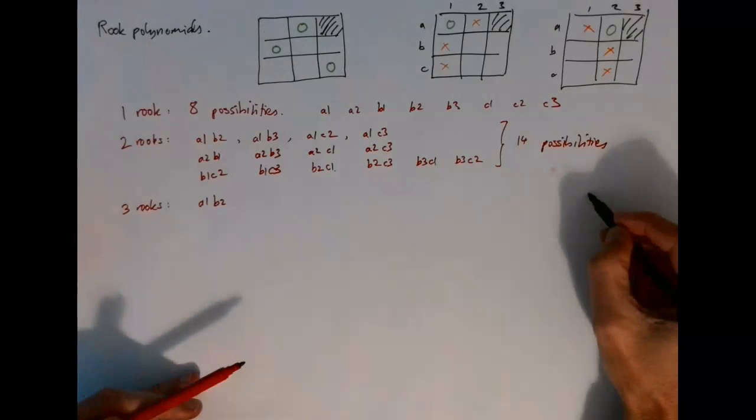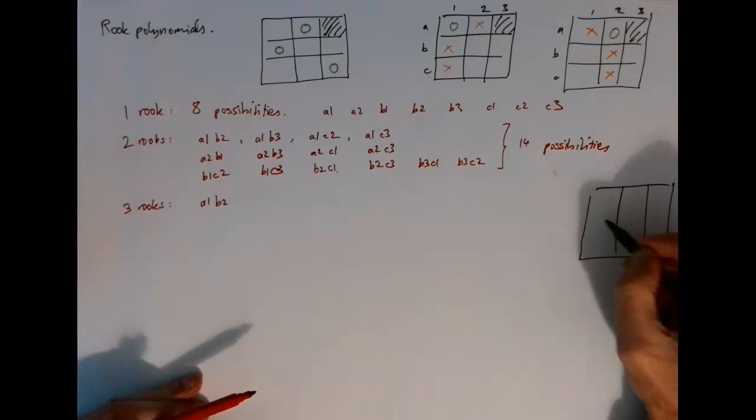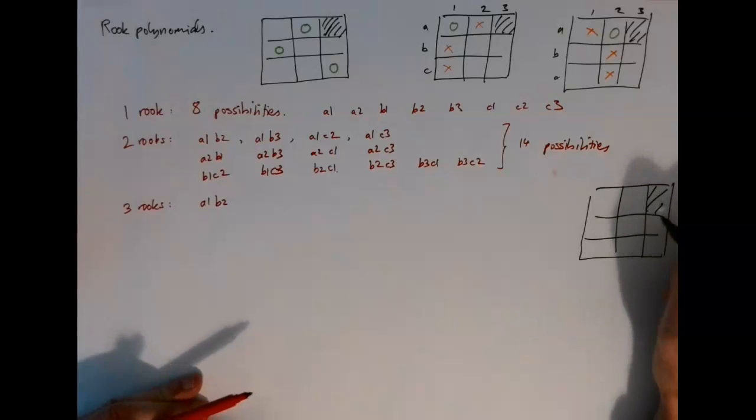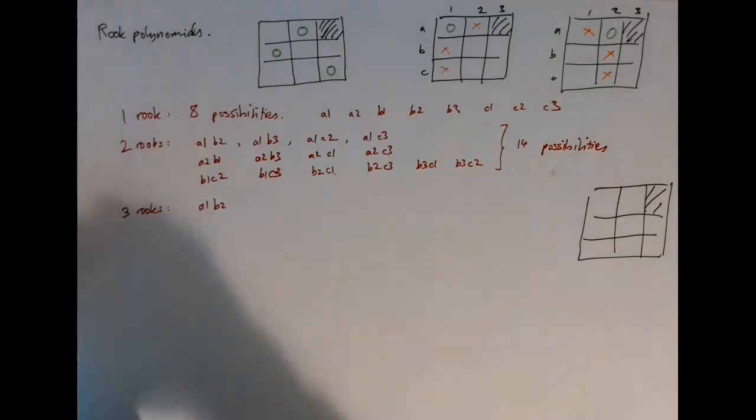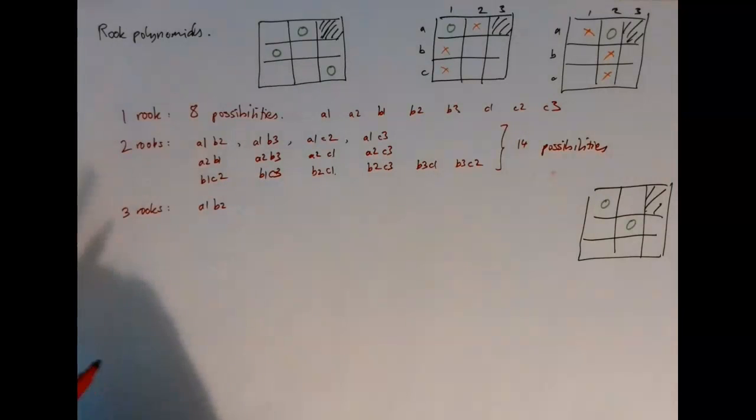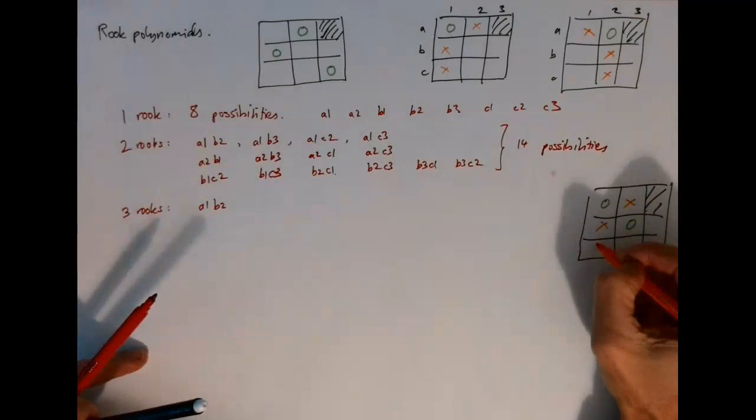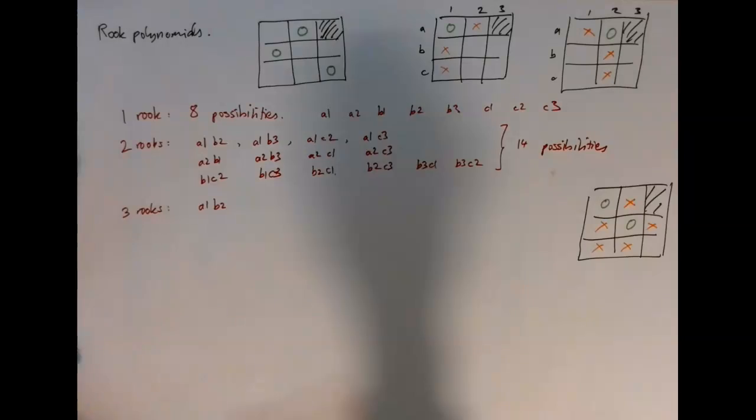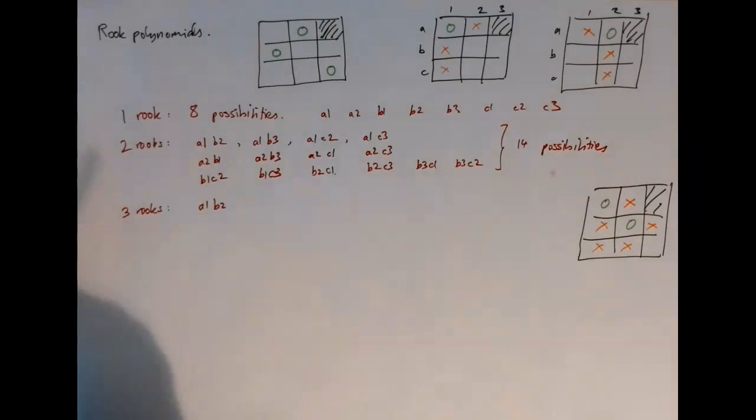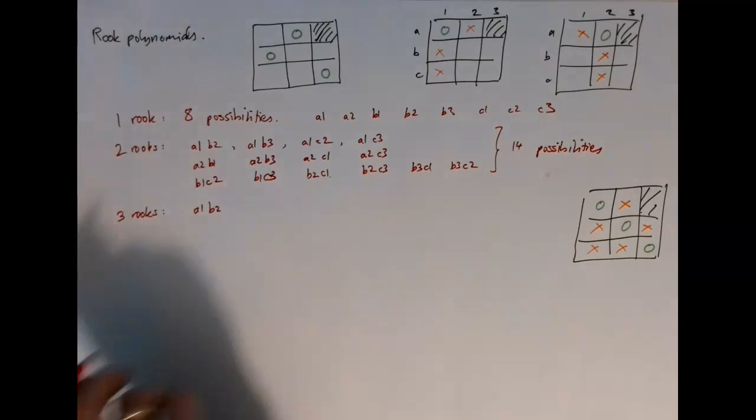Let's draw the picture here again. Here we've done an A1 and a B2. Now, to avoid any clashes, we're not allowed to go here or here or here or here. There's only one possibility left for where the third one has to go. It has to go there. So then you get A1, B2, C3. That's one possibility.